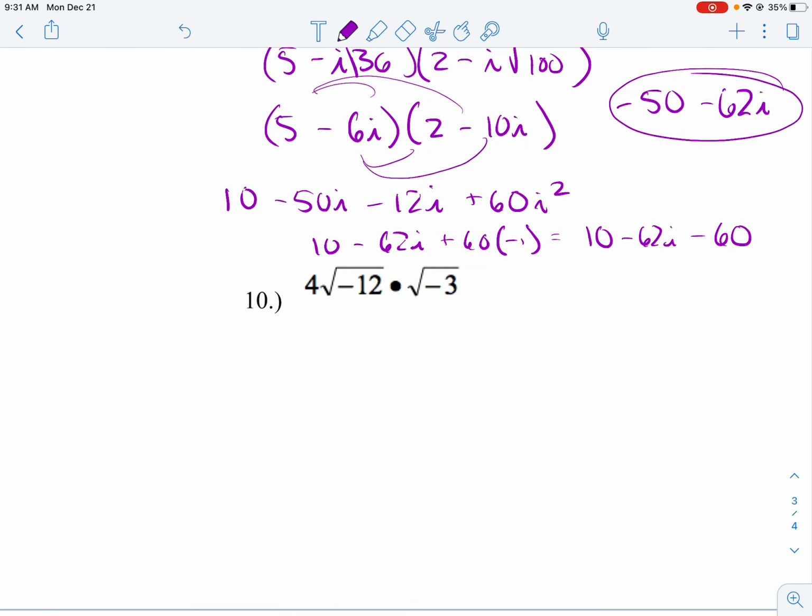Let's go to number 10. See a negative, bring it out. See a negative, bring it out.